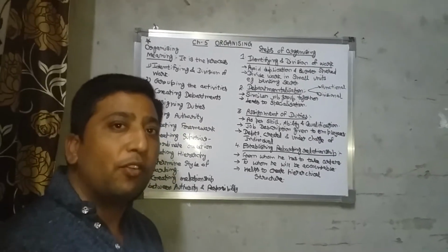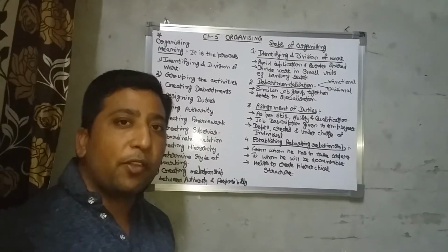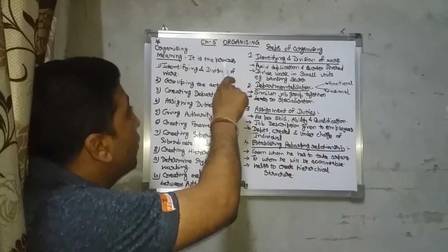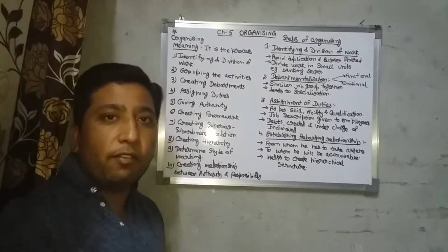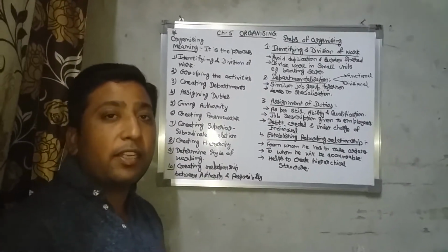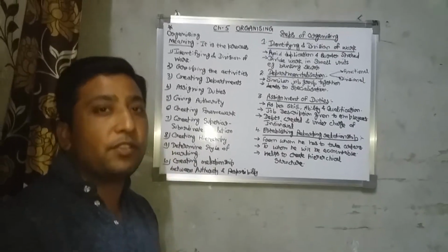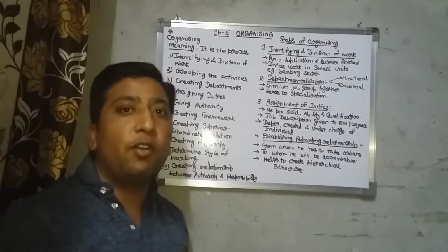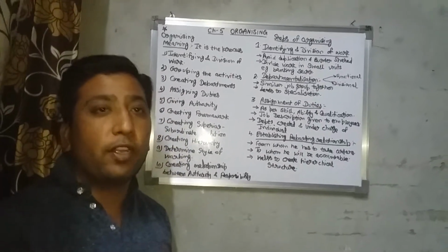So what is all about organizing? Organization is a process. The process involves so many activities. First, identify and divide the work. First, you have to identify what kind of jobs are in the organization. You have to estimate the manpower and then identify the work and the division of work, how you would divide the work into smaller units.